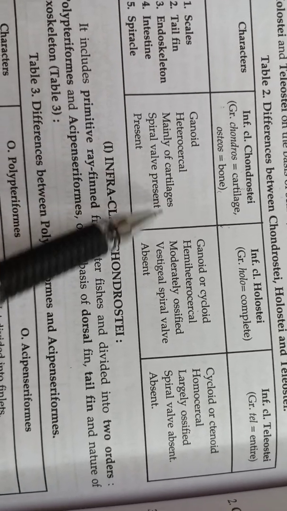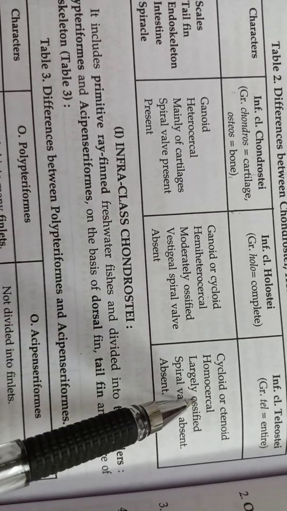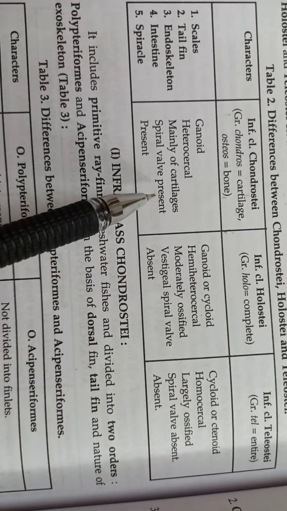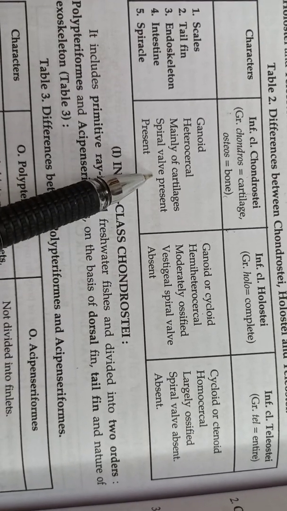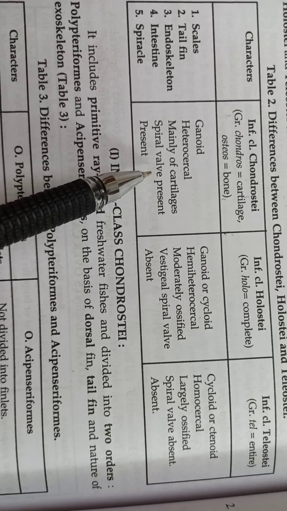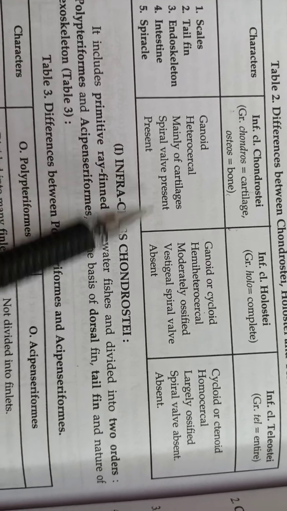Endoskeleton is made up of cartilage here. This is ossified, largely ossified. Now intestine with the spiral valve present. You are doing this in the second paper, so you know these are the ones which have the spiral valve present.